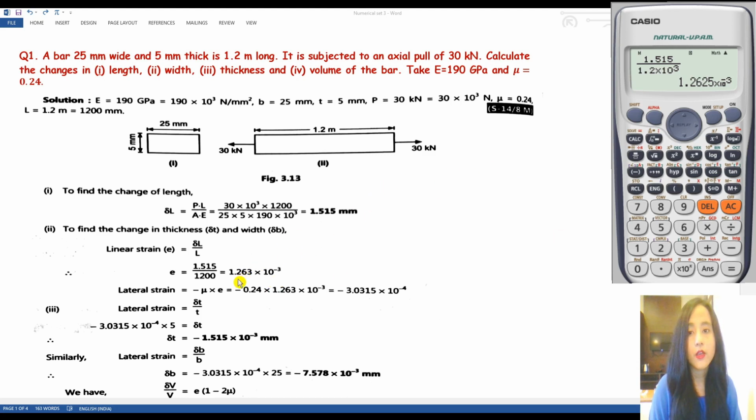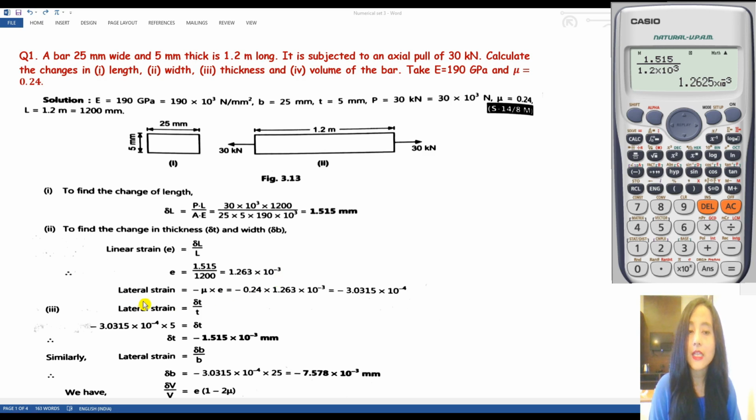So here the value taken is 1.263. As you can see in the calculator, the value is 1.2625. So here 2 has been rounded off, since after 2 we have 5. So here they have taken 1.263 into 10 raised to power minus 3, and strain has no unit.